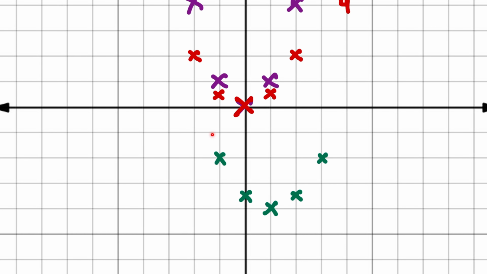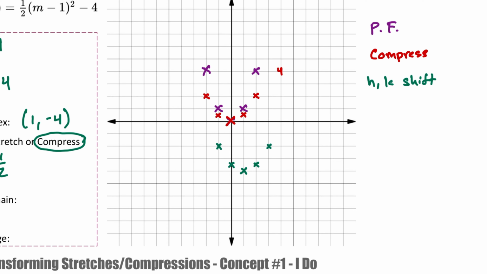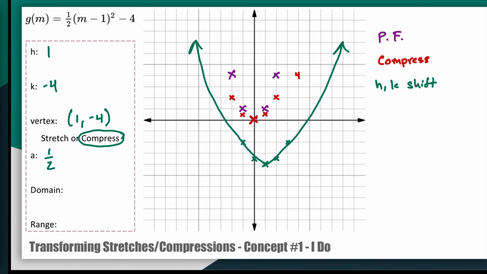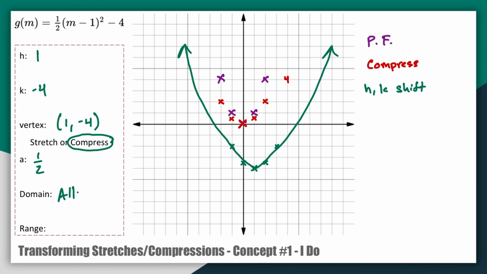we just moved its position. But between the purple and the red, its shape definitely changed. Now, because this is compression, when I go to draw this, it should start to look wider. I should be drawing these out wider than I normally would, okay, because we had compression. And then domain and range, all real numbers.